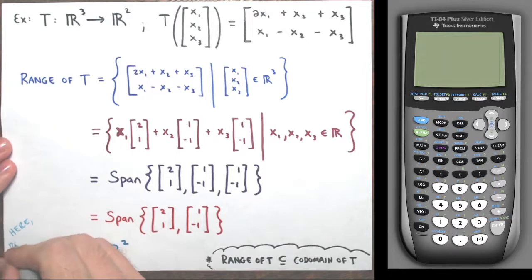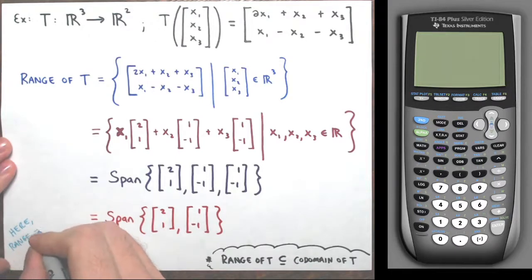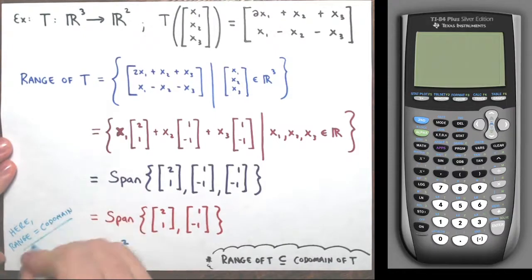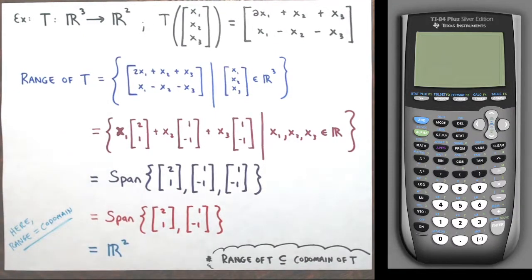Here the range of T is equal to the codomain, but that does not always happen, as you saw with the last example. The range of a transformation is not always the codomain of that transformation. So again, at the bottom here, something to keep in mind, make sure you know this for certain: the range of a transformation is a subset of the codomain of that transformation. Might be equal, but sometimes not.